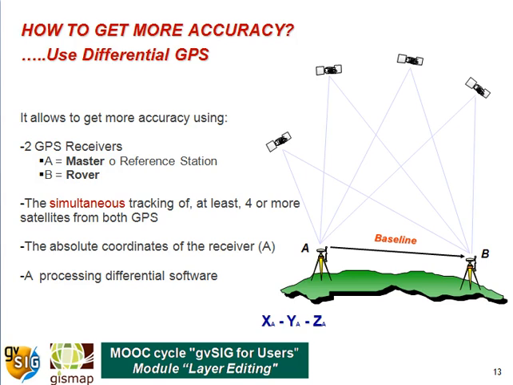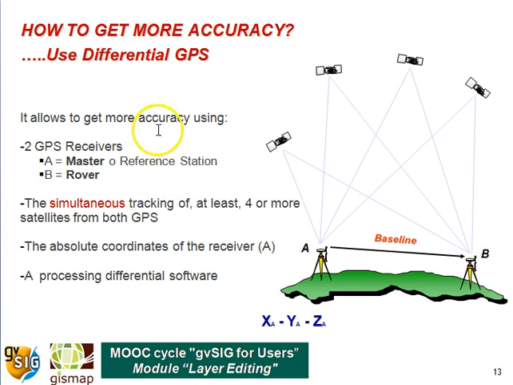And how can I get more accuracy? I can get it by using differential GPS, which allows getting more accuracy. So I can have two GPS receivers, one master and one rover. Let's say the master is also called the reference station, and there is simultaneous tracking of at least, as I told you before, 4 or more satellites for both GPS.